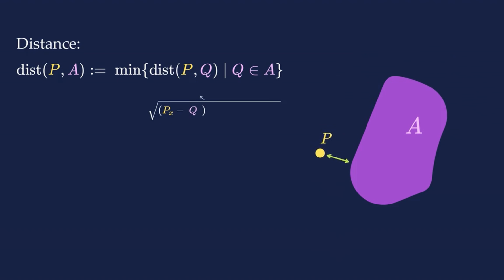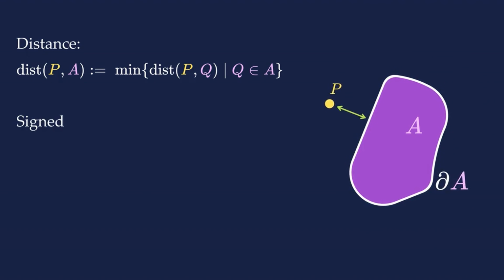The individual distances are, at least for our purposes here, computed via Pythagoras theorem. In particular, any point in the set has distance 0 to the set, as its distance to itself is 0. To model objects with it, to be rendered via ray marching, it is more practical to consider the signed distance. The idea here is to calculate the distance not to the set itself, but to its border, which is written with this curved D symbol.